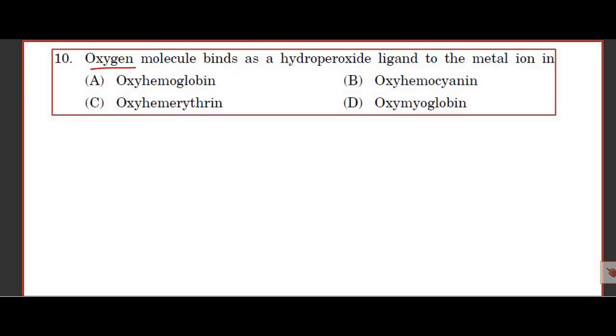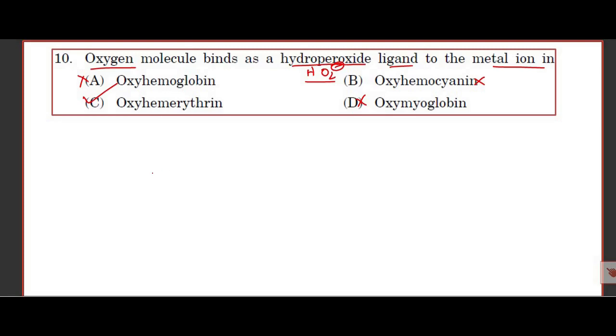Oxygen molecule binds as a hydroperoxide ligand to the metal ion in. Hydroperoxide means it is HO2 minus. It's called hydroperoxide ligand. In oxyhemoglobin, this HO2 was absent. Oxyhemocyanin also has no hydroperoxide ligand. We find this ligand in oxyhemerythrin. Oxymyoglobin is also absent. Option C is correct.